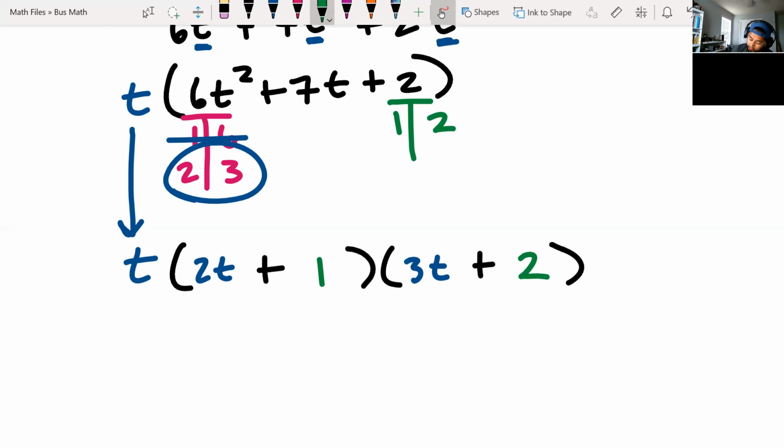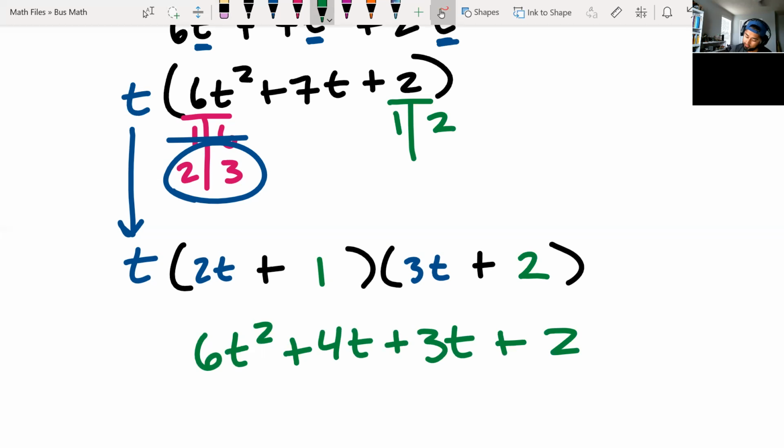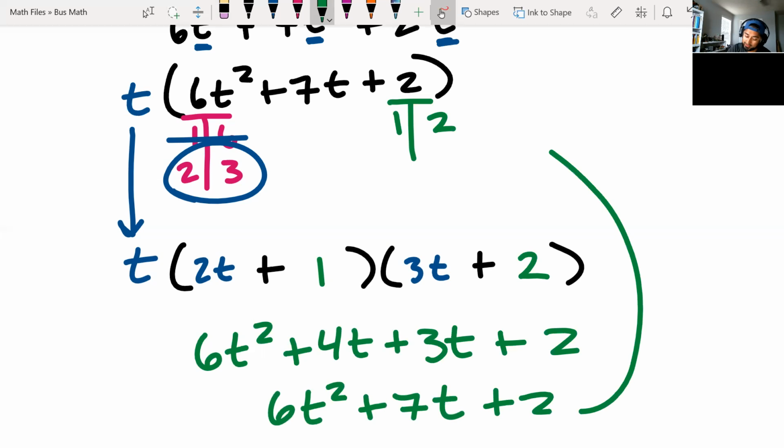And when we FOIL, we get 6t squared plus 4t plus 3t plus 2, giving me 6t squared plus 7t plus 2. Does that look like that one? Yes, sir. Oh, finally.